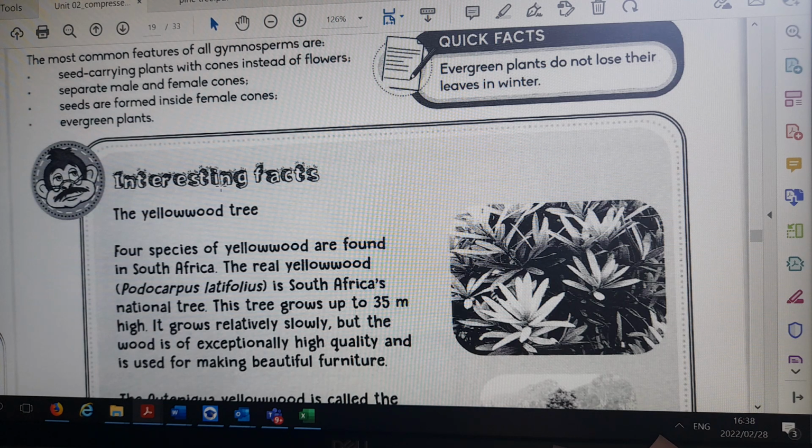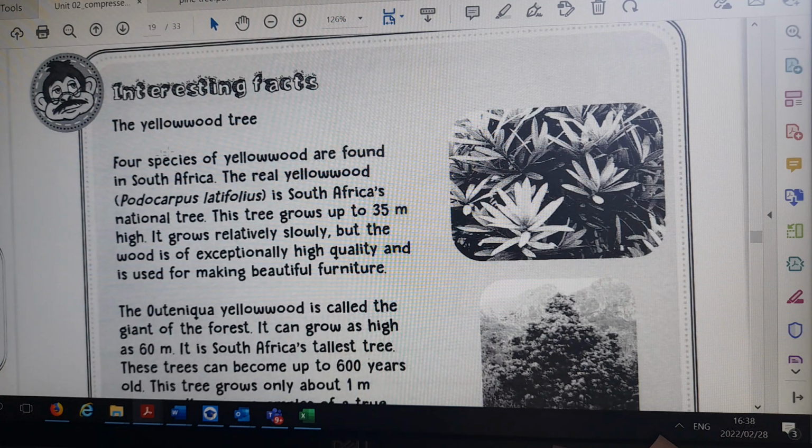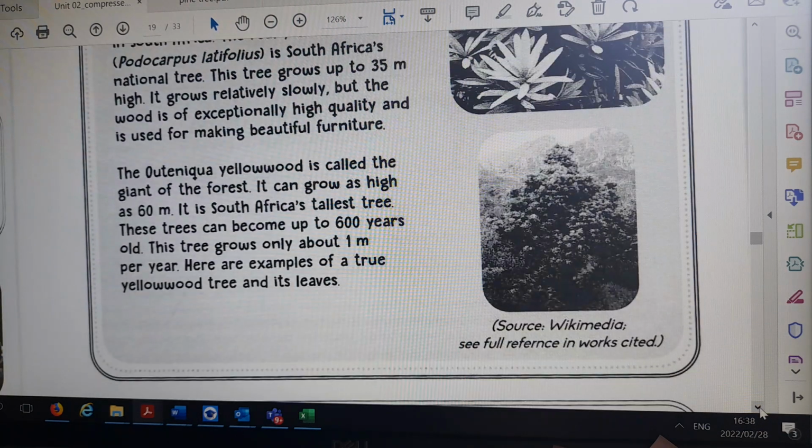Now let's read about the yellowwood tree, the interesting facts about it. They say 4 species of yellowwood tree are found in South Africa. The real yellowwood is South Africa's national tree. This tree grows up to 35 meters high. Wow. It grows relatively slowly, but the wood is of exceptionally high quality and is used for making beautiful furniture. That is the yellowwood tree.